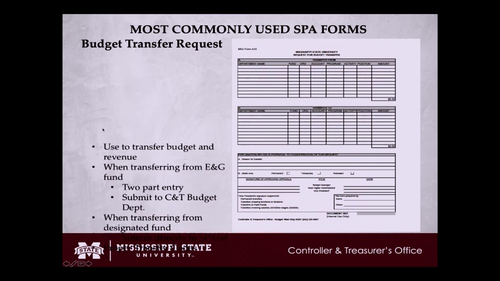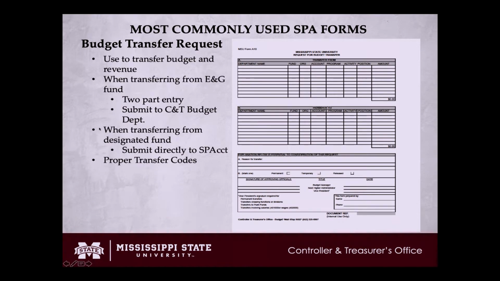Budget transfer request. Use this form to transfer budget and or revenue. If you are transferring from an E&G fund, it's a 2-part entry where you're transferring the budget and revenue, then you would submit this to the Controller and Treasurer's Budget Department. But when you're transferring from a designated fund simply to transfer revenue to cover overrun, it's a single entry, and you would submit this form directly to our office. This would be used for instances like covering cost share charges, or covering tuition that was not allowed by the sponsor, or if you're simply covering an overrun on a project that a department is responsible for.